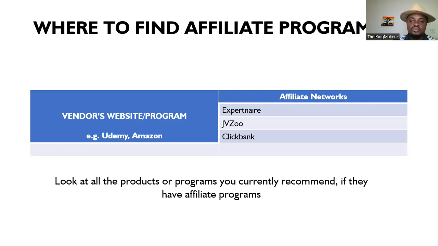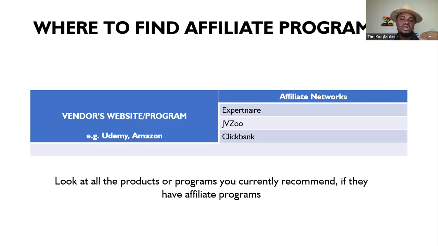I'm promoted as affiliate. So platforms like Expertnir is a Nigerian platform. You have JVZoo, you have ClickBank. ClickBank is one of the oldest. Okay. So what you have to do is look at all the products or programs that you currently talk about or recommend to your clients, whatever it is that is your area of expertise. There are usually products or services that people have to use. So look at all those.